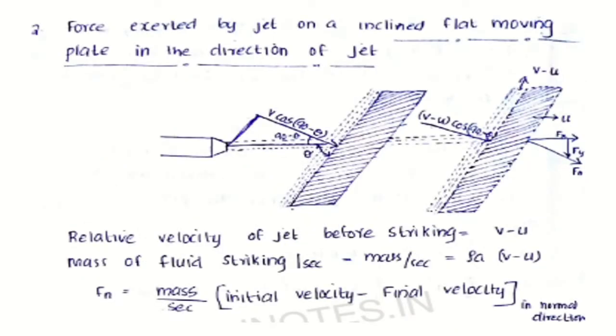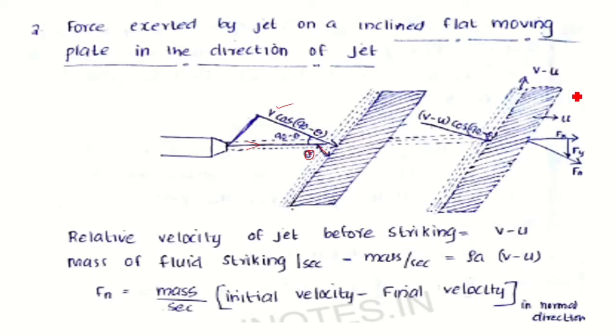So the next condition is the force exerted by a jet on an inclined flat plate moving in the direction of the jet. So there will be a flat plate which is inclined at an angle of theta with the jet. Theta is the inclination of the plate with the jet. So the normal component of velocity, the velocity of water, is like this. The normal component of velocity is v cos (90 minus theta), that is v sin theta.